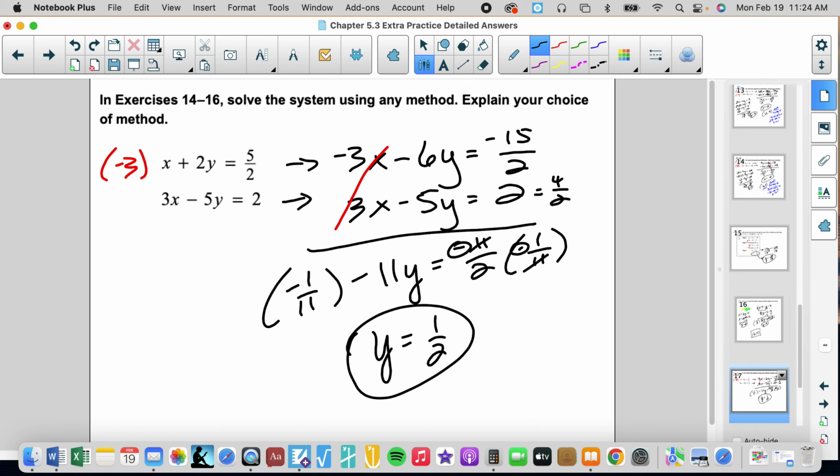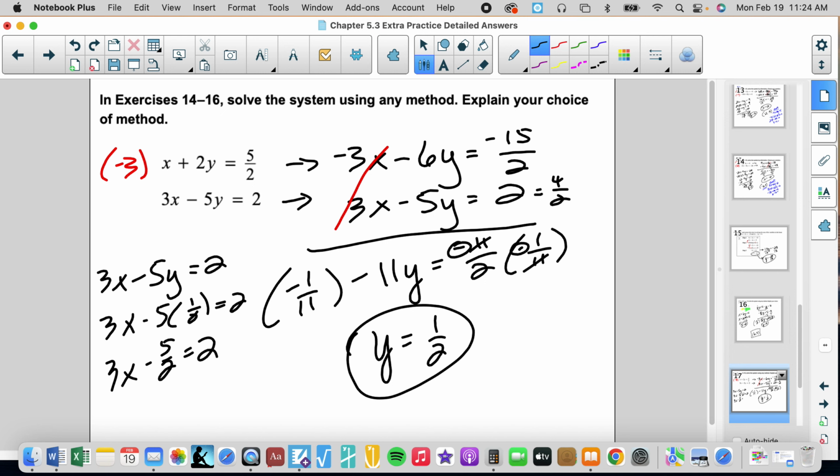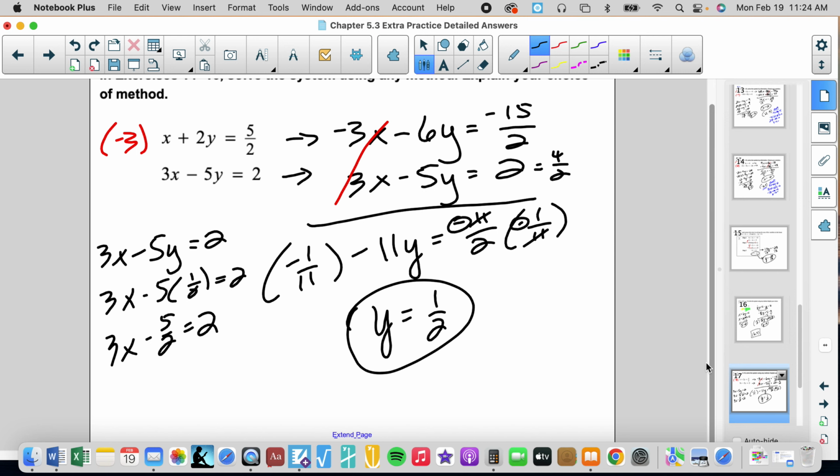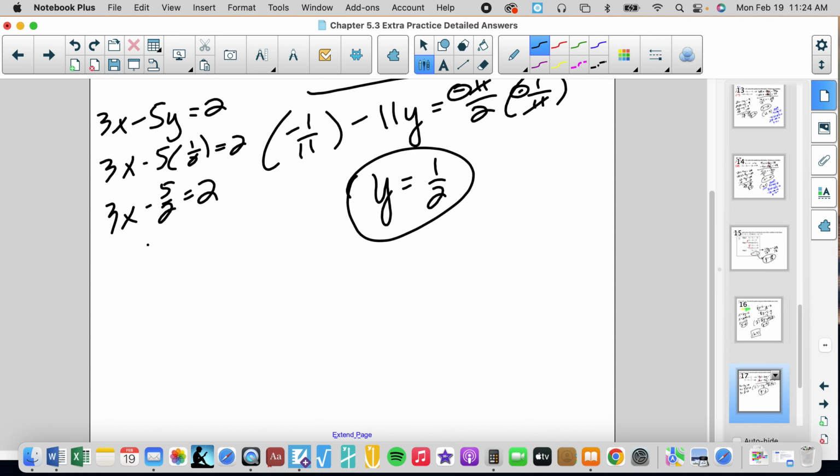Plug it back into one of these. 3x minus 5y equals 2. 3x minus 5 times 1/2 equals 2. 3x minus 5 halves equals 2. -5 times 1/2 is super easy. Add 5 halves, add 5 halves. 2 is 4 halves. That makes 9 halves equals 3x.